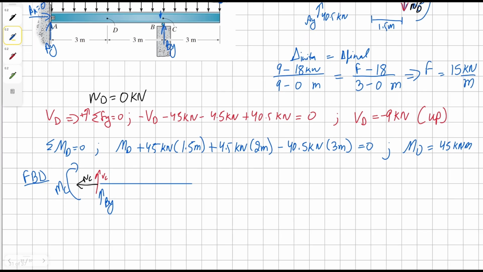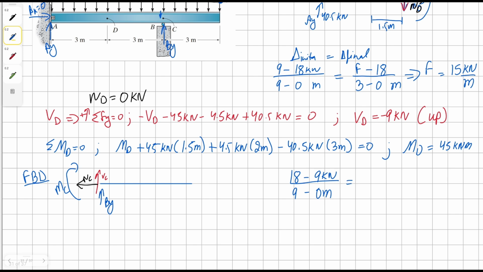So this time we can have our negative 9 take away 18 kilonewton divided by 9 take away 0 meters. But because we are approaching it from the right hand side, we'll have to flip the values a little bit. So in this case, it's going to be 18 kilonewton take away 9 kilonewton divided by 9 meters take away 0 meters, because we are assuming right as the beginning point or the initial point.